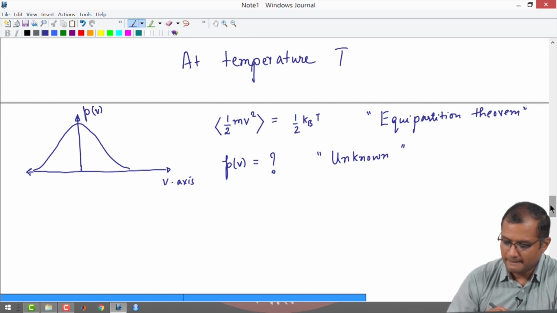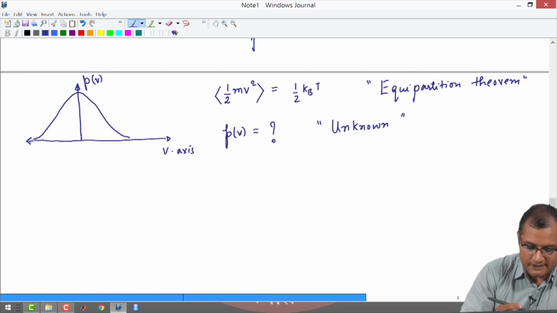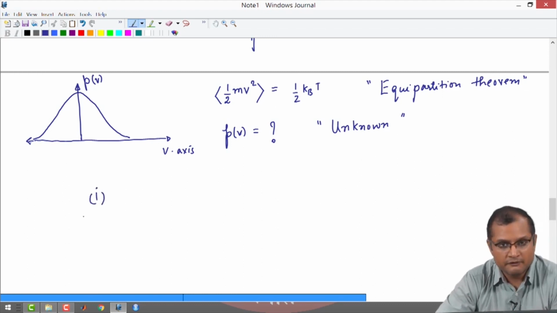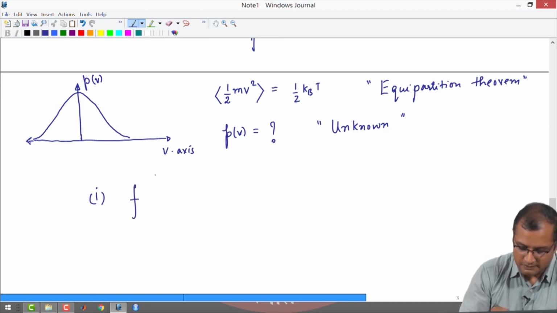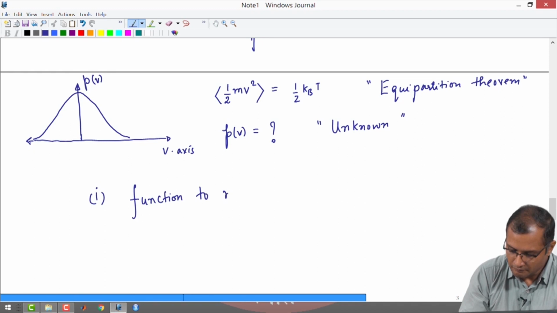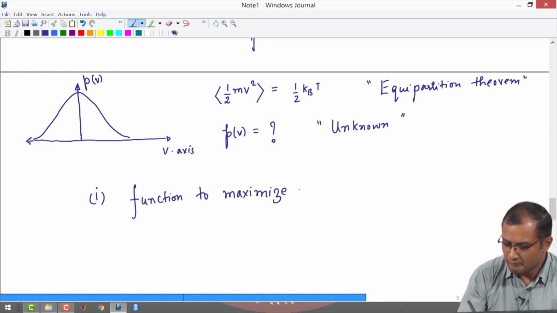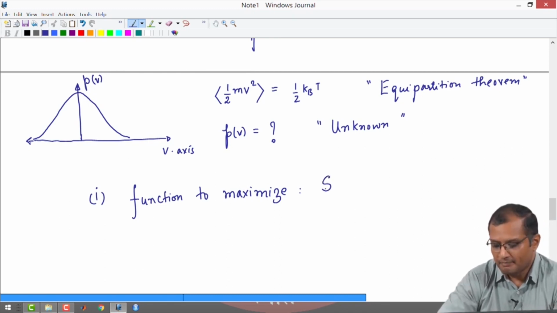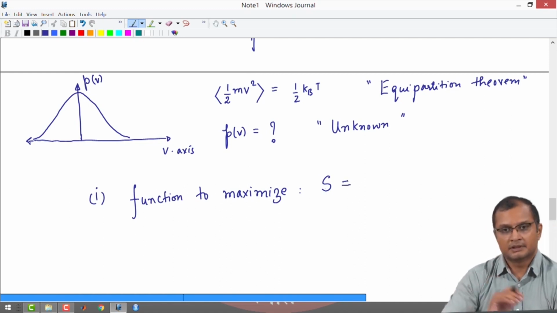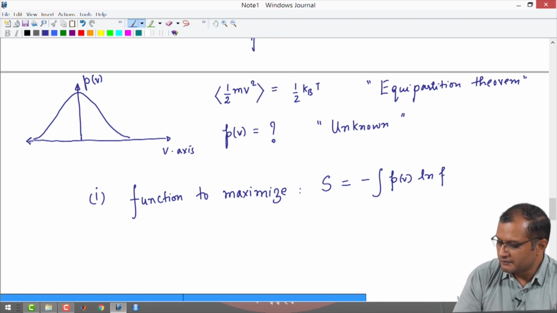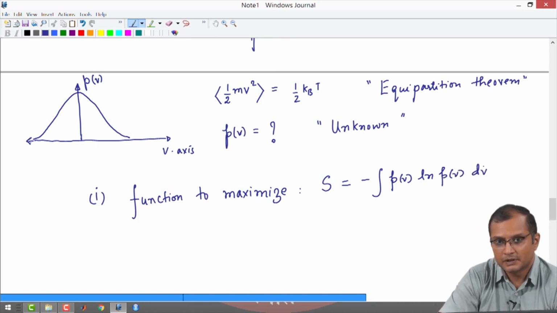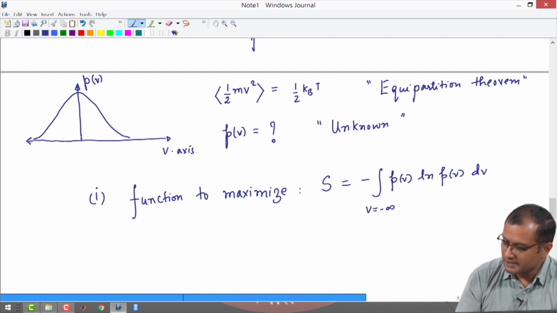So, we will prove that. Now, what are the ingredients needed for this proof? Well, first I definitely need to know the function that I am going to optimize or maximize, and that function is basically my entropy. And just as in the discrete case, instead of taking a summation, I will take the entropy as a negative integral of P(v) ln P(v) dv. Okay. And the limits here are going from minus infinity to plus infinity.